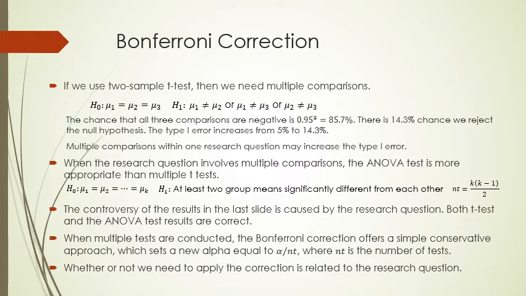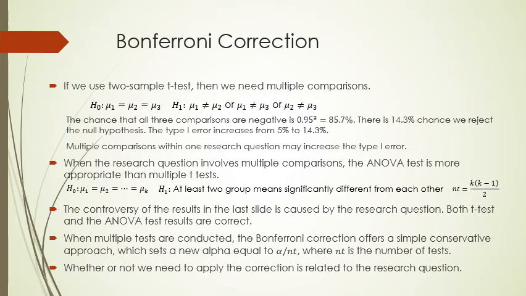When the research question involves multiple comparisons, the ANOVA test puts all groups in one model and conducts one test. Thus, it is better than multiple comparisons. In general, when we have the following hypothesis, we need k times k minus 1 divided by 2 tests, and this will dramatically increase the type 1 error if the significance level is not adjusted.